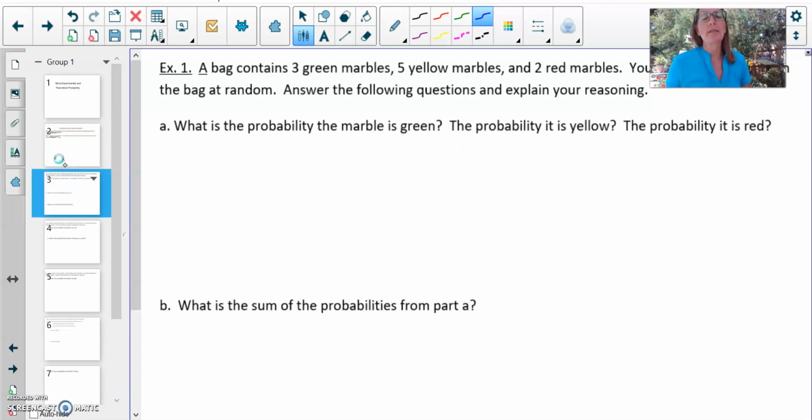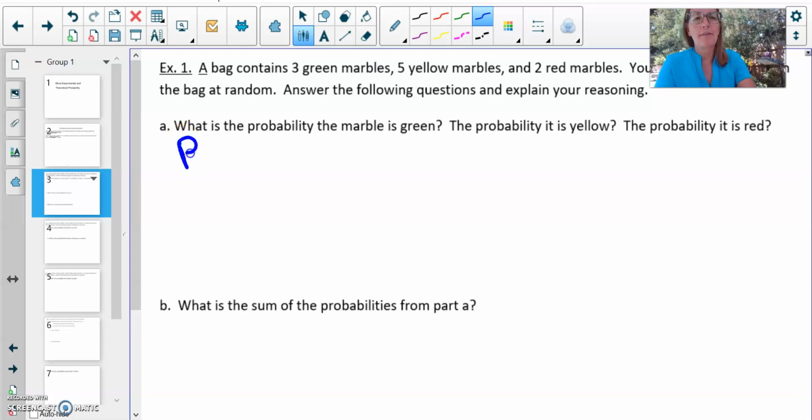So a bag contains 3 green marbles, 5 yellow marbles, and 2 red marbles. You choose a marble from the bag at random. Answer the following questions. Explain your reasoning. What is the probability that the marble is green? The probability it is yellow? The probability it is red?